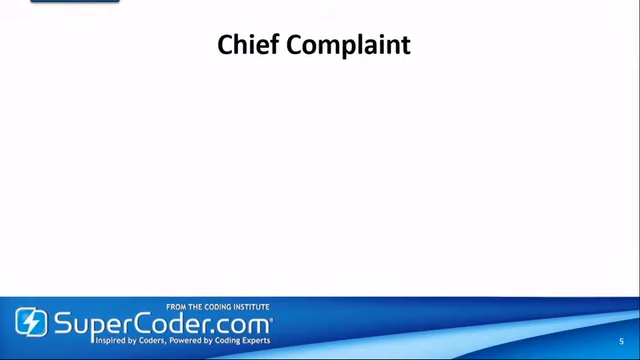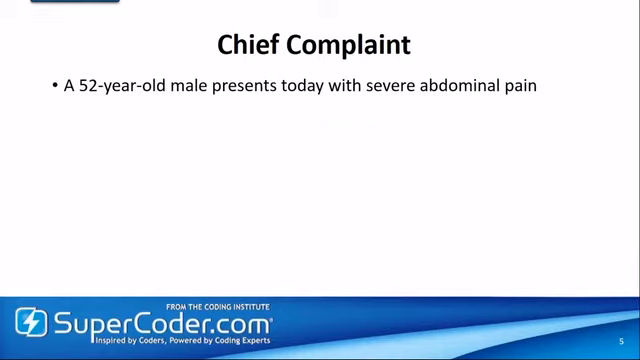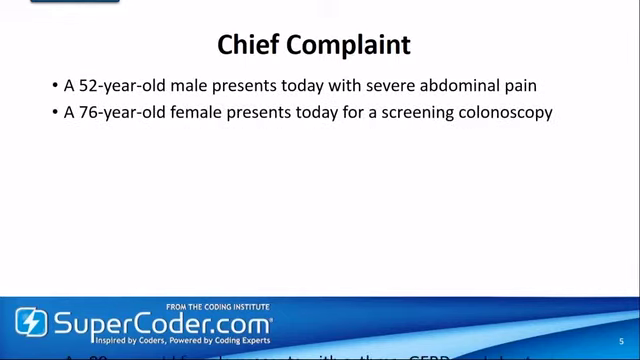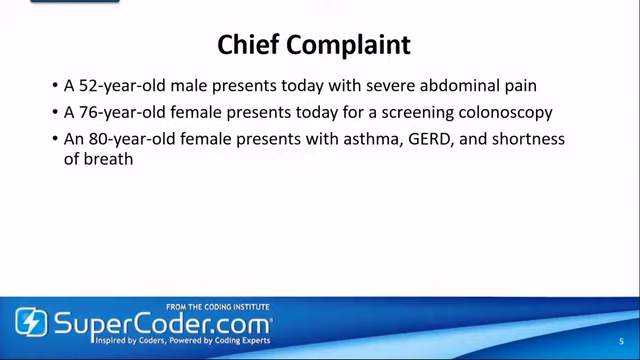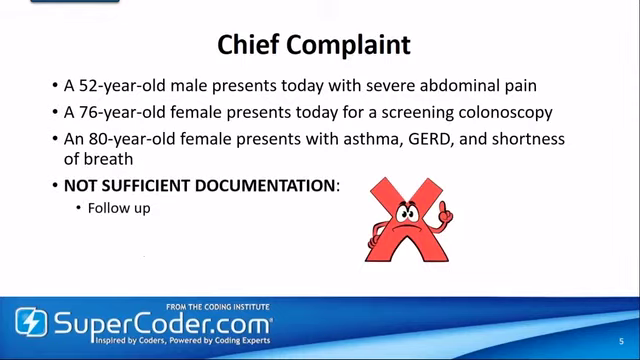So here are a few examples of what a chief complaint could look like. So here's the first example. We have a 52-year-old male presents today with severe abdominal pain. A 76-year-old female presents today for a screening colonoscopy. An 80-year-old female presents with asthma, GERD, and shortness of breath. So it is not sufficient documentation for a chief complaint to only list follow-up. And I know we all see that a lot on our documentation, but that's not sufficient documentation.